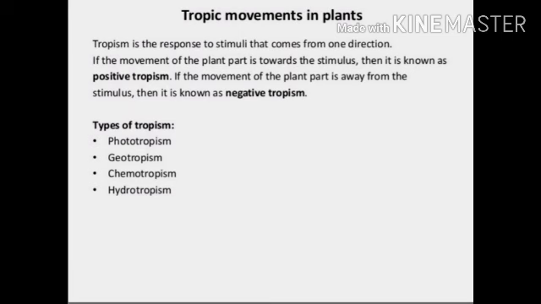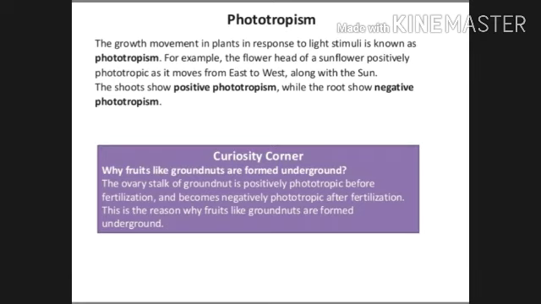There are different types of tropism. First is phototropism, second geotropism, third chemotropism, and the fourth one is hydrotropism. So let's start with phototropism. Photo means light, and tropism is the movement toward any stimulus. So the growth movement in the plant in response to light stimuli is known as phototropism.